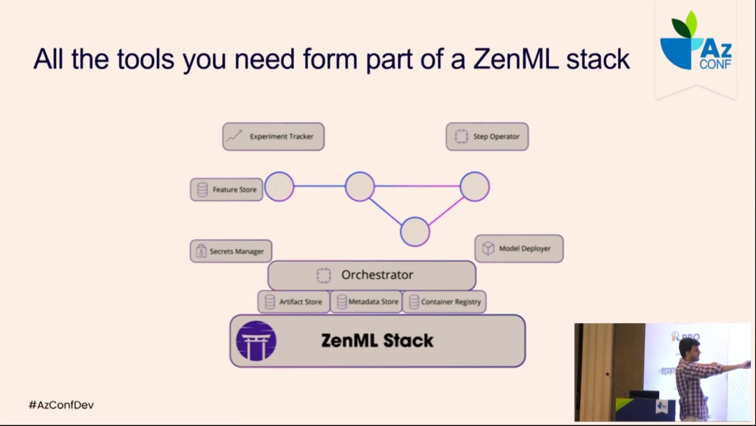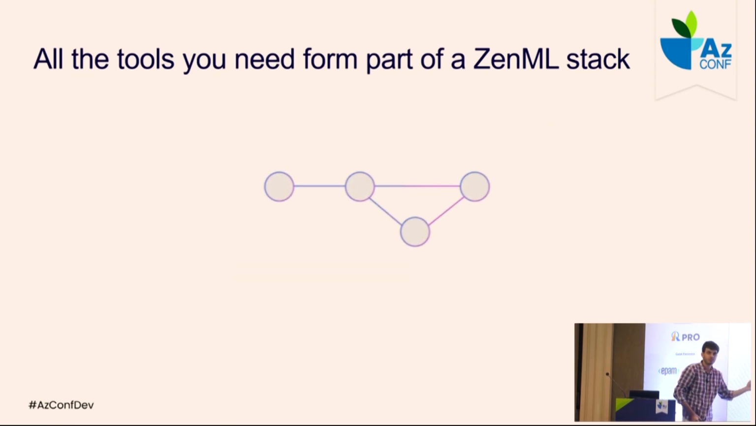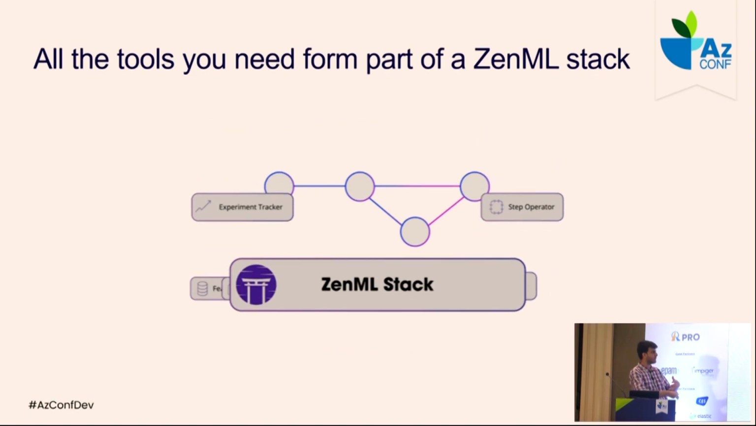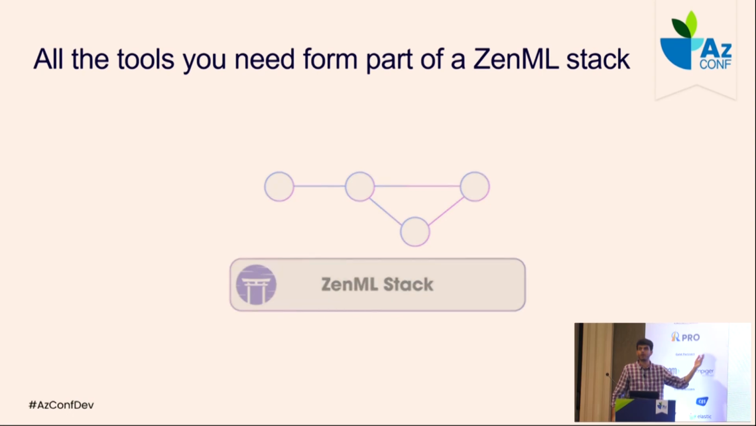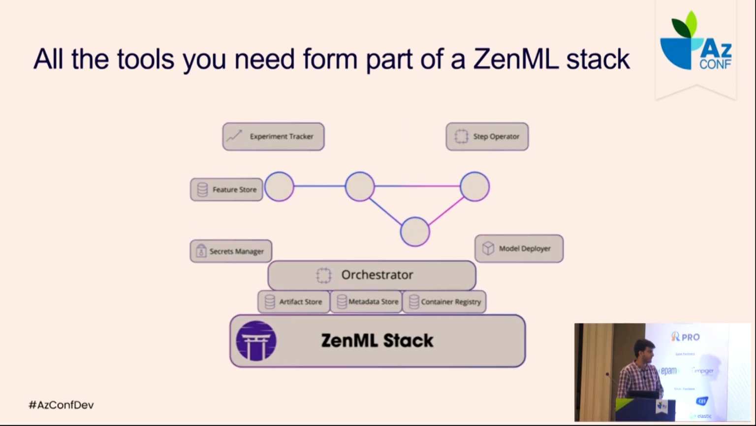You take this separate away from the pipeline into a ZenML stack. So a ZenML stack is nothing but just a configuration. It's not something of itself. It's just a configuration file that has all the information about all the different kinds of tooling, or stack components, that you're going to use with your pipelines, right?